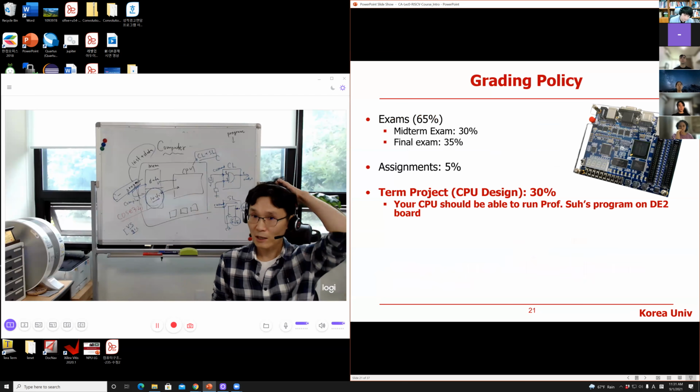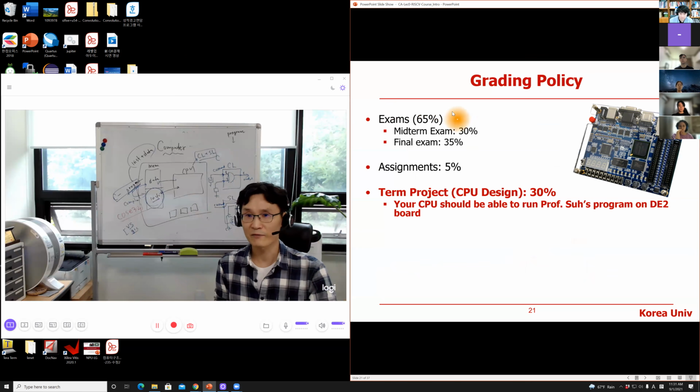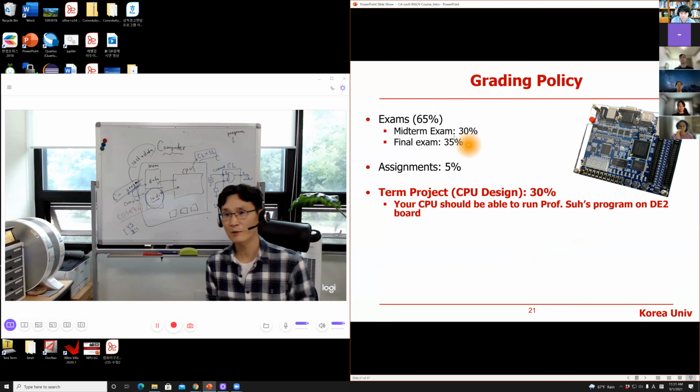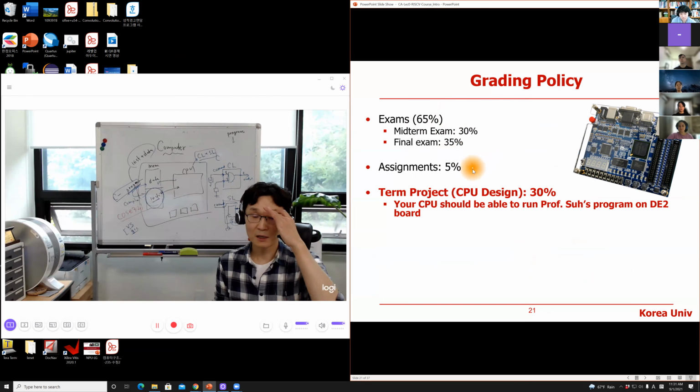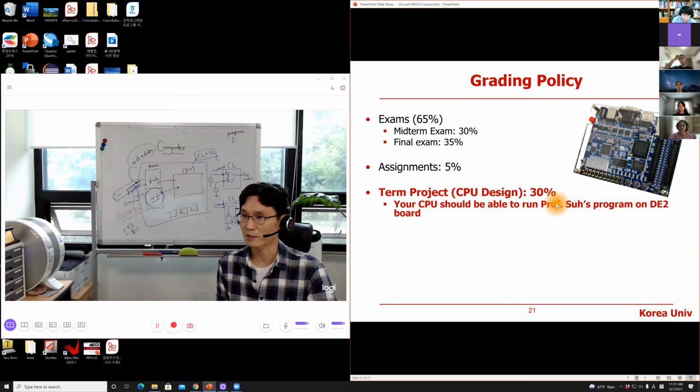Grading policy. There are two exams, which take 65%: midterm 30%, final 35%. And there are several assignments which will take 5% of the final grade, and the term project, the class project, 30%.